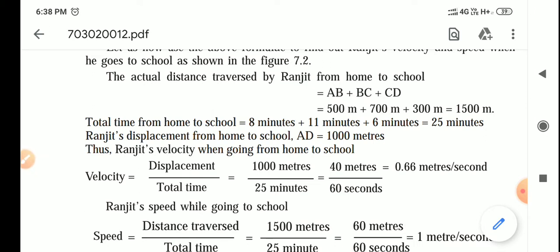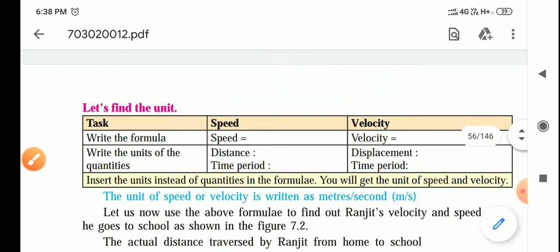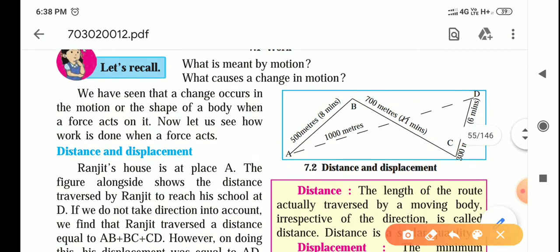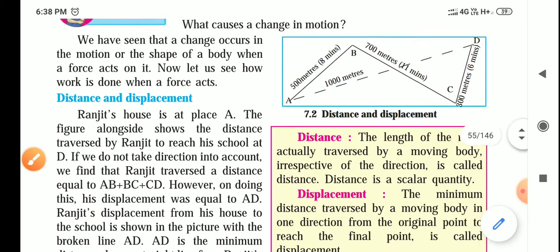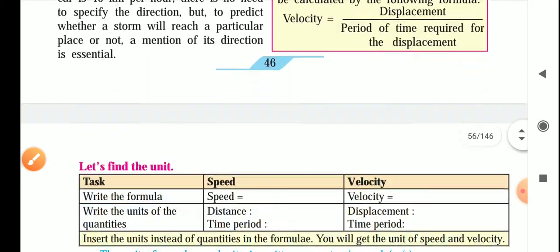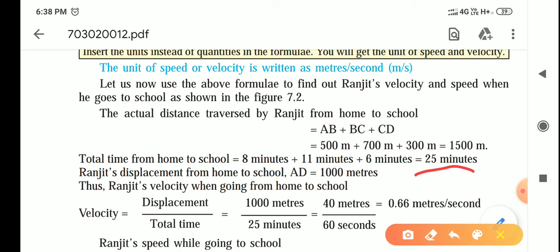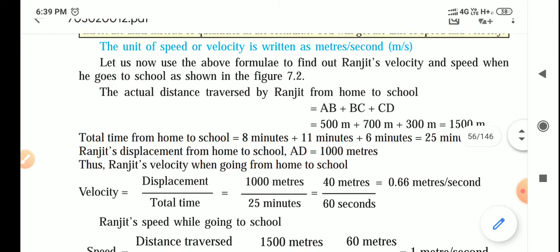Now the total time from home to school will be 8 minutes plus 11 minutes plus 6 minutes. This time is given here already in the example. Here you can see the time required to cover AB will be 8 minutes. Likewise, the total time will be 25 minutes. Okay, this is in minutes, remember that. Now we have to convert it into seconds or hours depending on the example.